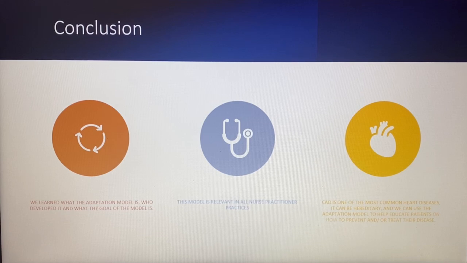Coronary artery disease is one of the most common heart diseases. It can be hereditary, and we can use the adaptation model to help educate patients on how to prevent and or treat their disease. Self-care is imperative to a person's well-being, and manipulating the patient's environment to their specific needs is the most effective way to educate the patient on how to treat their disease.